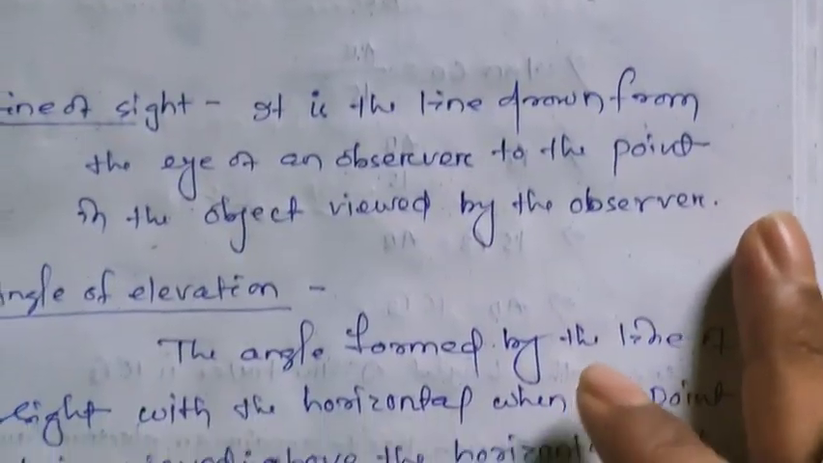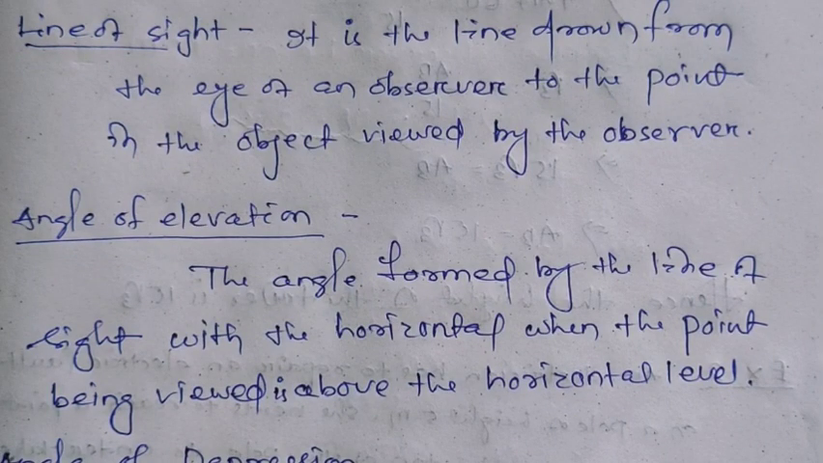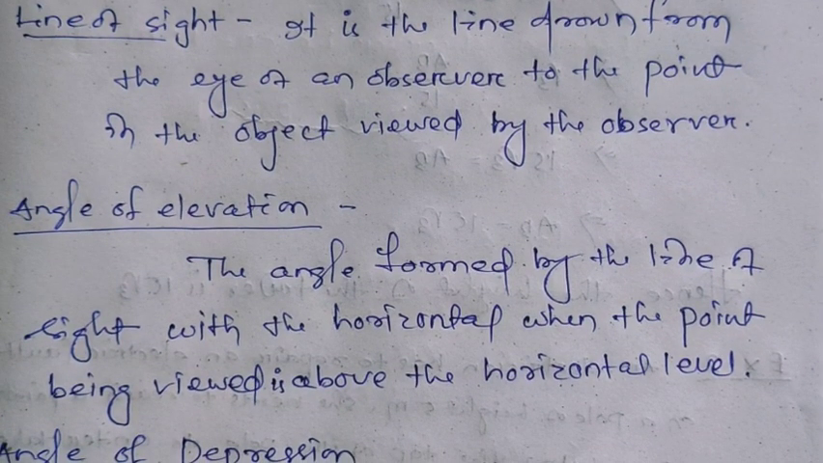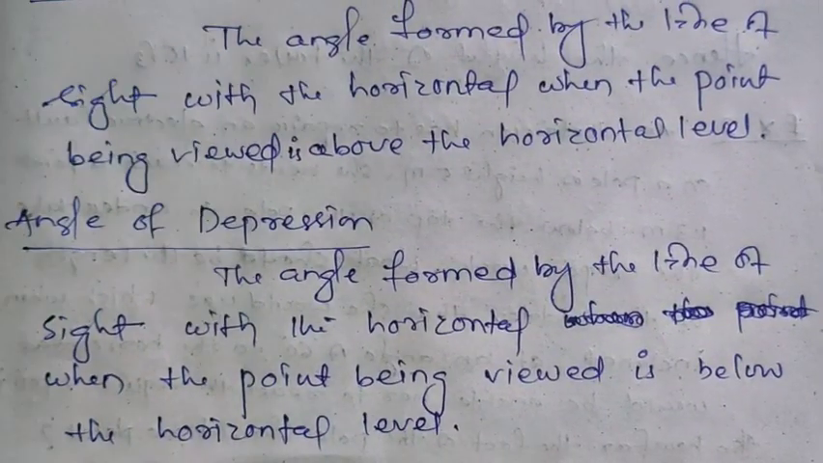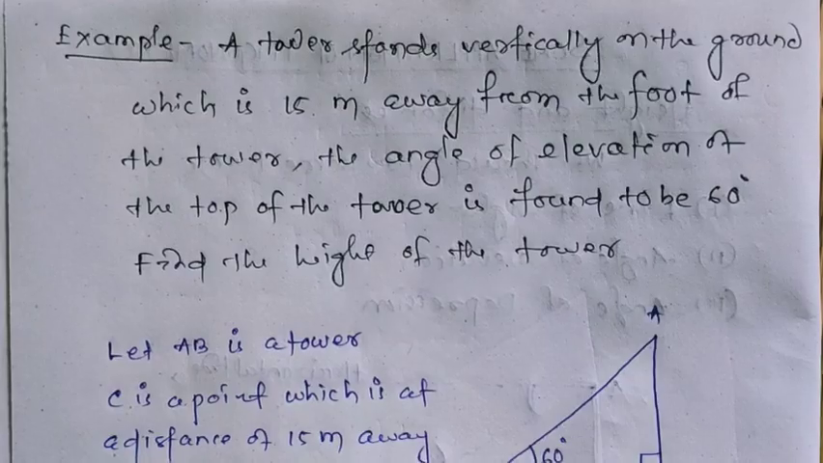So here is your definition. You can pause the video and write down the definitions from here. What is line of sight? What is angle of elevation? Pause the video and write down in your note. And this is your angle of depression. Understand? So write down these notes, read them well and try to understand what I am saying. Okay, let's go to the next.